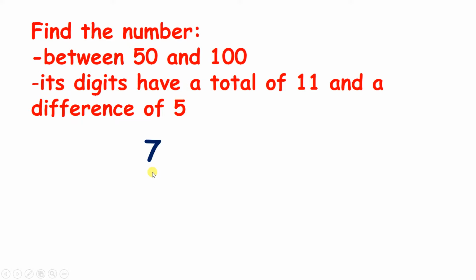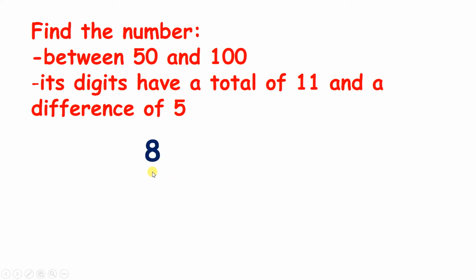If the tens digit is 7, we need 4 more units to make a total of 11. But here, the difference between the digits is 3, because 7 minus 4 is 3, and we need a difference of 5. So it's not 74.